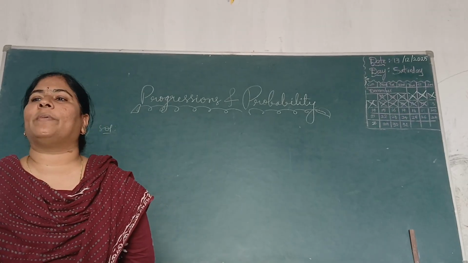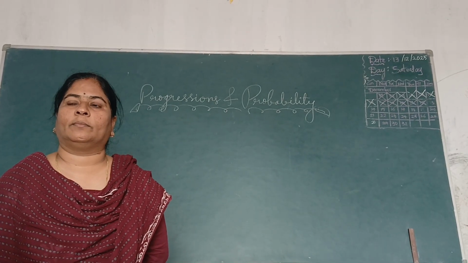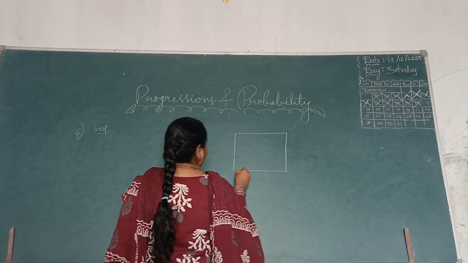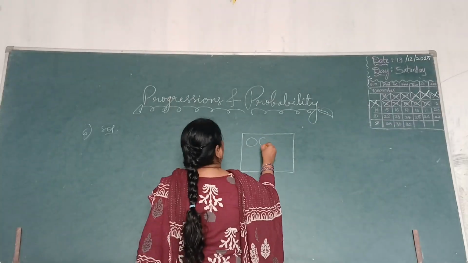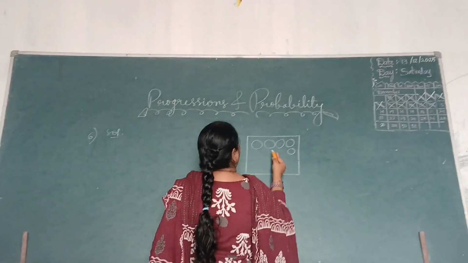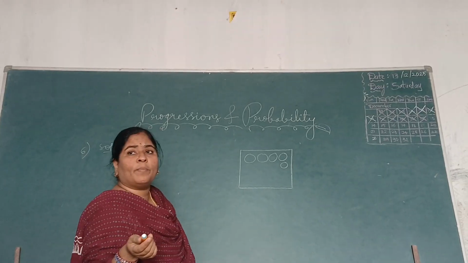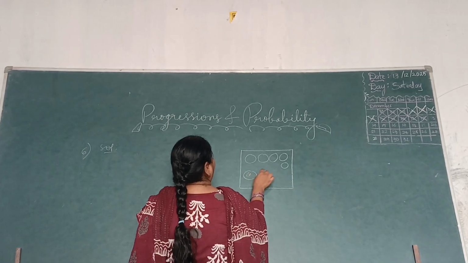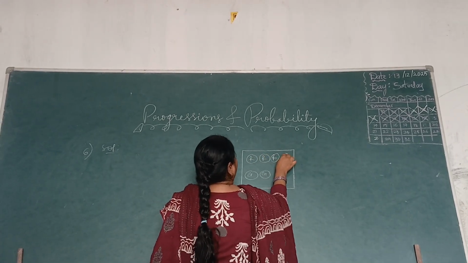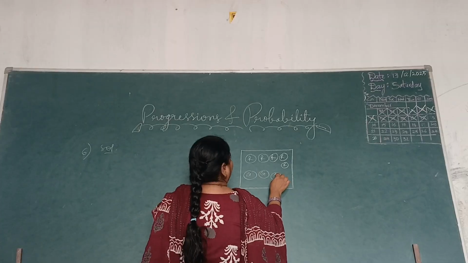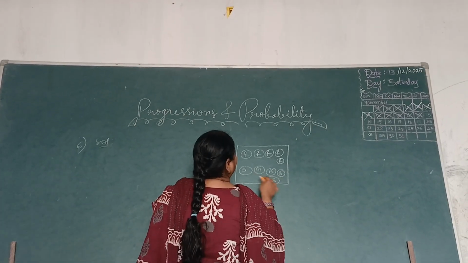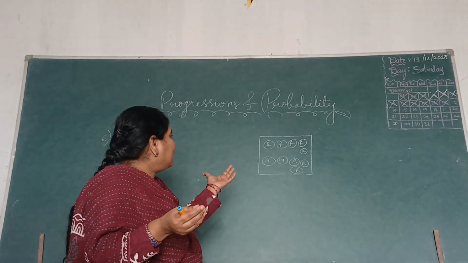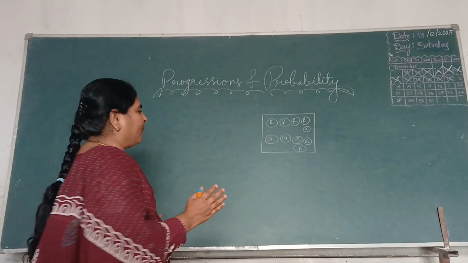Now, 6th sum, Grishma will read the question. A box contains 5 red balls, 3 blue balls and 2 green balls. Find the probability of getting first a red ball, second not a red and green ball. Green balls are how many? 2, madam. Okay, 5 red balls. One more color, 3 blue balls. Think that this is a box and these are the balls: red balls, blue balls, green balls. We have three types of balls.